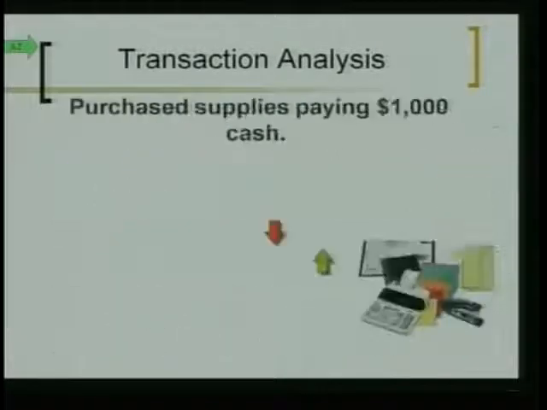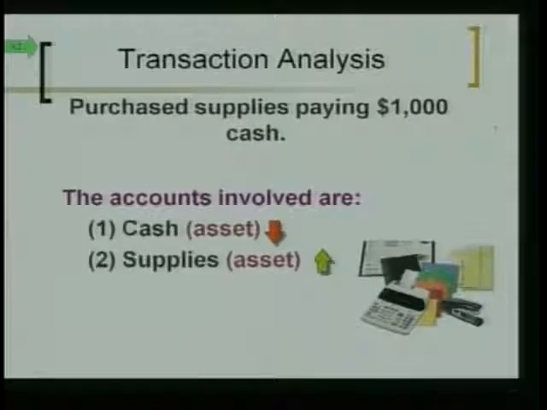Let's look at another transaction. Let's say they purchased office supplies and they paid $1,000 cash. Well, what would be the accounts that are affected? Well, cash would go down, right? And supplies would go up. Now, supplies are things like binders, Post-it pads, staples, pencils, stuff like that. But think about it. You go to Office Depot with $1,000 cash. When you leave, your cash has decreased, but your office supplies have increased, both by $1,000, correct?